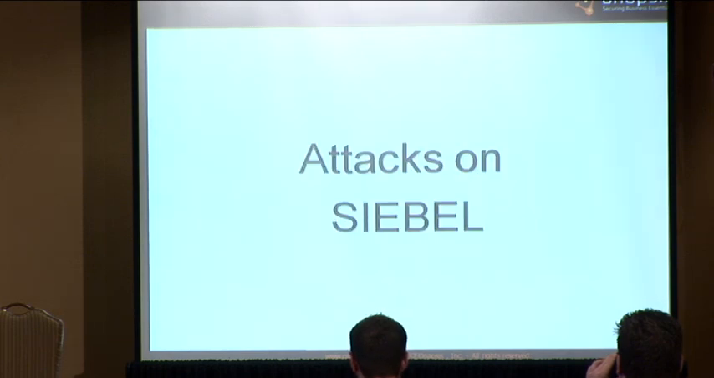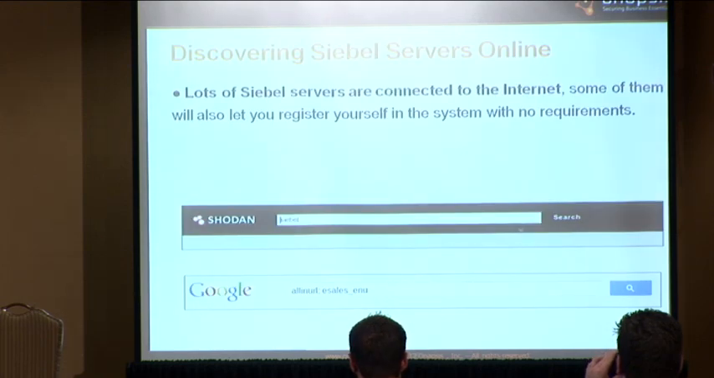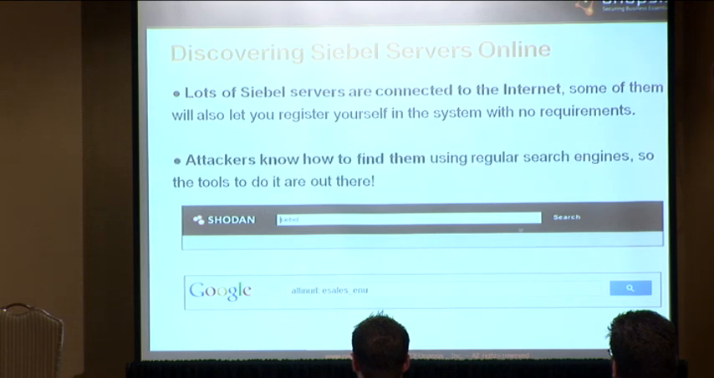So let's get more technical about Siebel. We know that Siebel systems are online, right? But the attackers also know that fact. Also, most of the Siebels that you will find online let you register by just providing a name, a last name, and an email, and that's it. You don't need more qualifications to get yourself a user. You don't need an extra approval. But in general, it's that way. And attackers know how to find these kinds of systems on the internet.